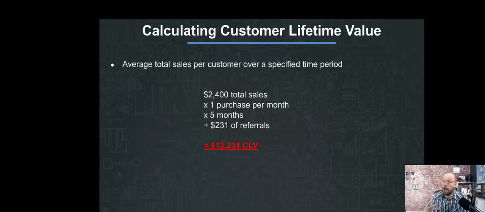So let's say you are a digital marketing agency. You're charging $2,400 a month. People obviously only pay once a month. And let's say your average customer stays around for 5 months. Plus, they give you $231 on average of referrals for other people to come to your agency. Your CLV would be $12,231. Really simple.